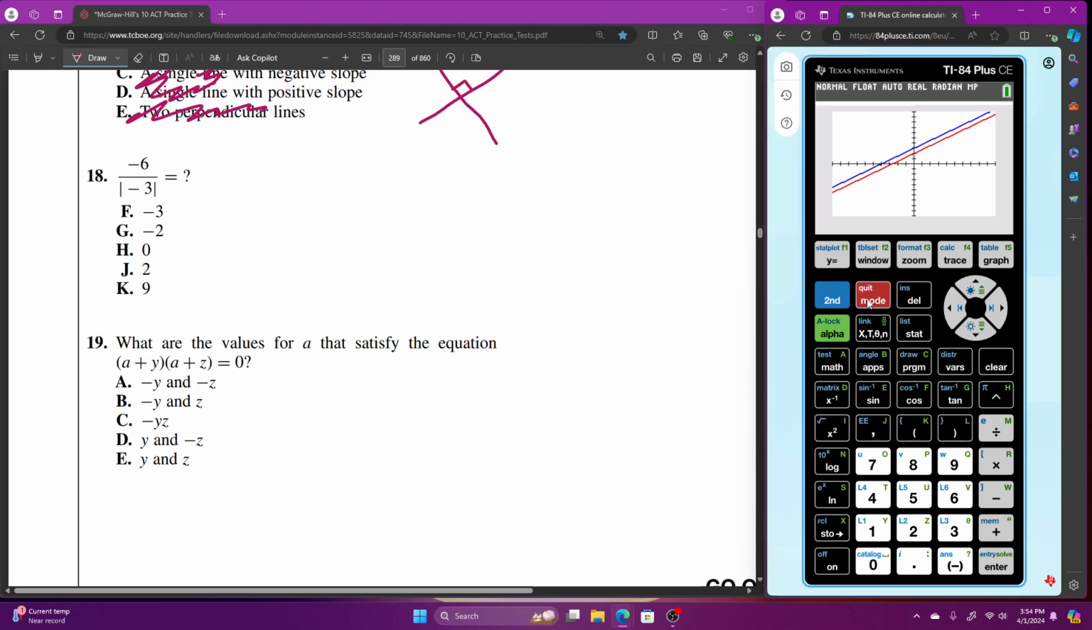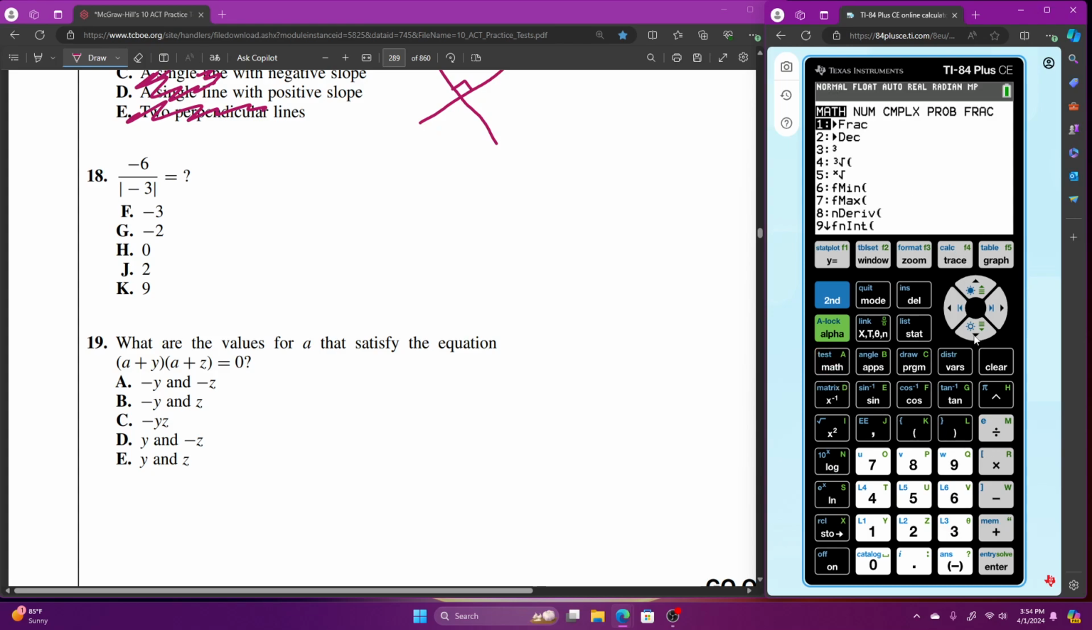And then we can continue moving on through to the remainder of the page. Question number 18, that can hop right into the calculator since we're talking about bunnies. Question number 18, you have negative 6 over something negative 3. What are those up and down bars called that's around the negative 3? What are those lines? Those are your absolute value. Take a look on the calculator. Do you see anything that looks or sounds like absolute value? No, me either.